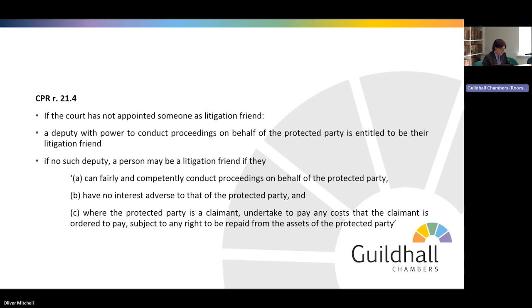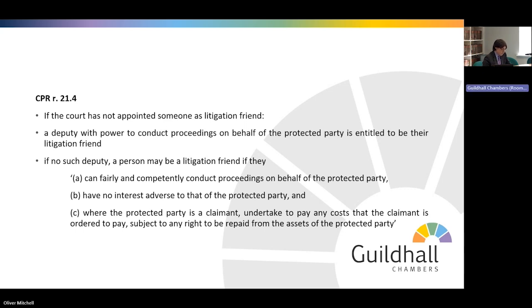secondly, that they have no adverse interest to the protected party, which, as an aside, doesn't mean that a person cannot be a litigation friend unless they have no interest in the outcome of the case. They may have an interest in the outcome of the case, but if it's not adverse to that of the protected party and doesn't affect their ability to fairly and competently conduct proceedings, they can still be appointed as a litigation friend. The third requirement is applicable where the protected party is the claimant.